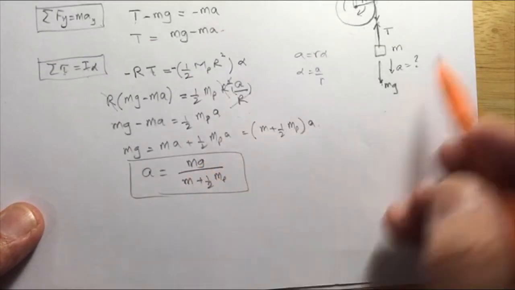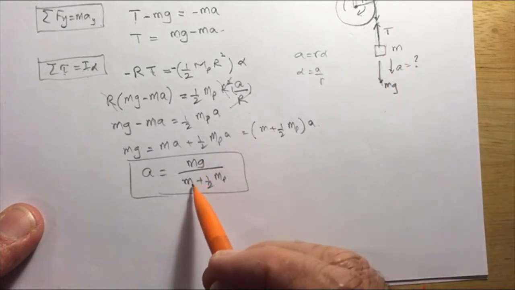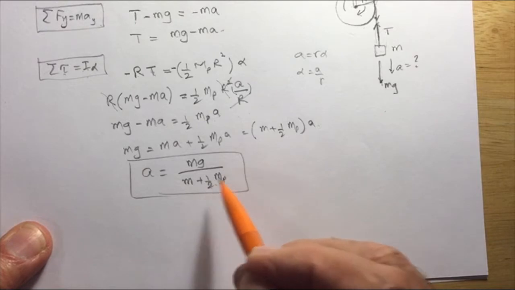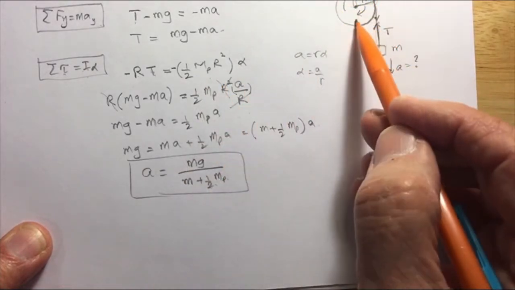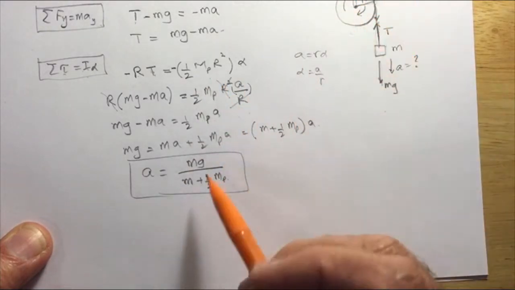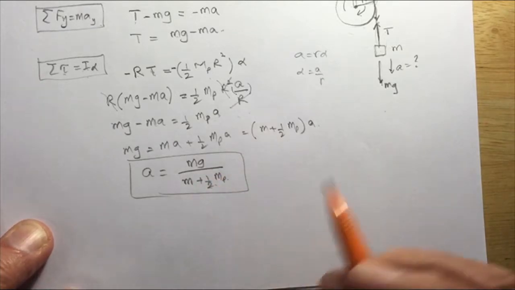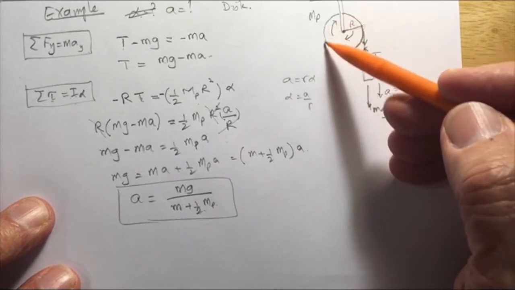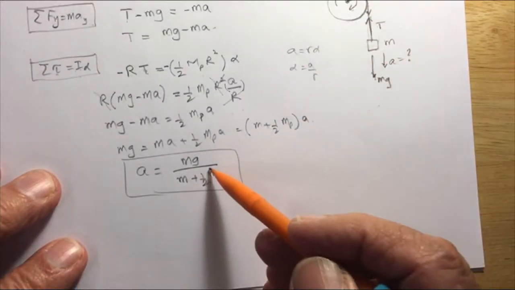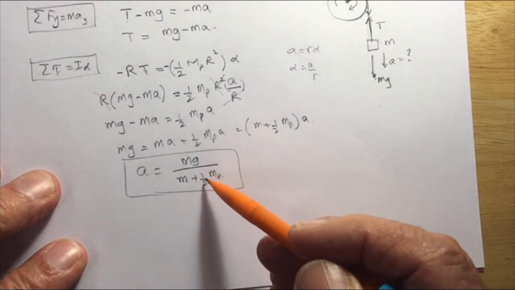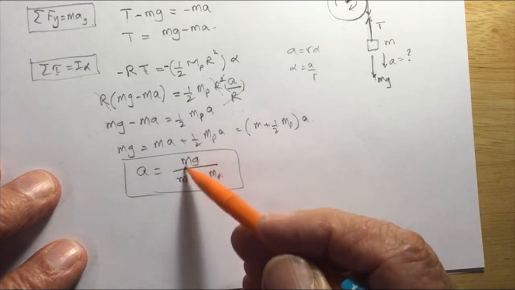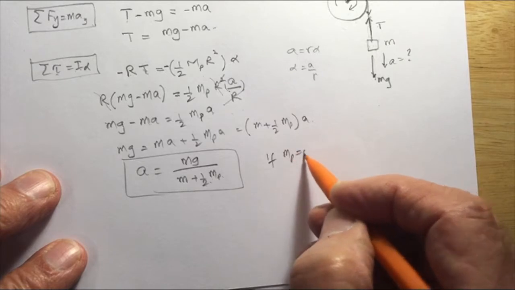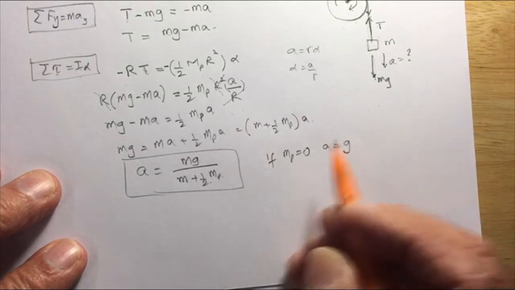It's the mg, which is the force pulling downwards, divided by m plus half of the mass of the pulley, and this is half because we assumed it to be like a disk. If it's a different shape, this would be a different value over here. Just to see what would happen if the pulley is massless, this is 0, then the m would cancel with m, and a is going to be equal to g.